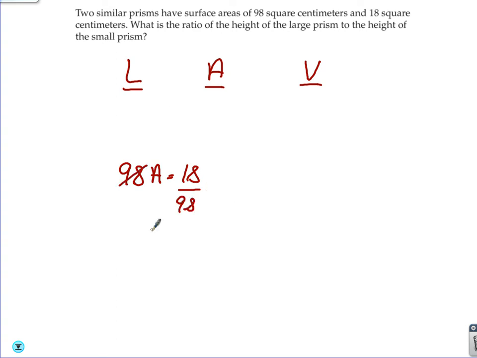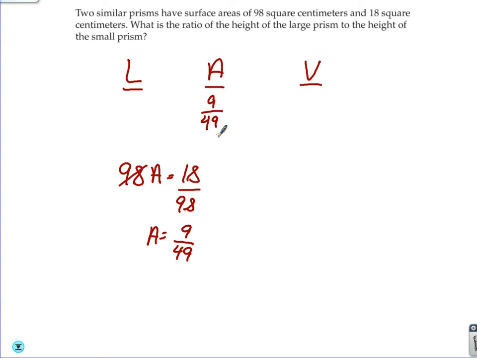Let's leave it as a fraction. Reduce, you get 9 and 49. That's convenient. You'll see why that's convenient. The ratio of your 2 areas is 9/49. What that means is I can take my large area, I can multiply by 9/49, and that gives me my small area. 98 times 9/49 would give you 18. You can check that out at will.